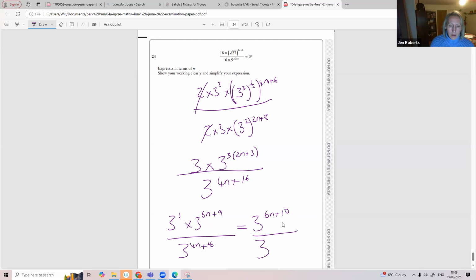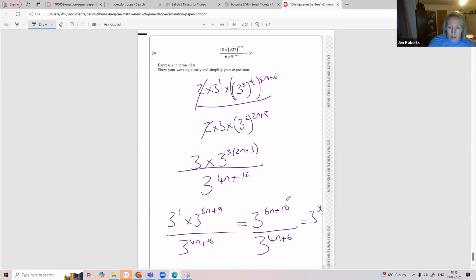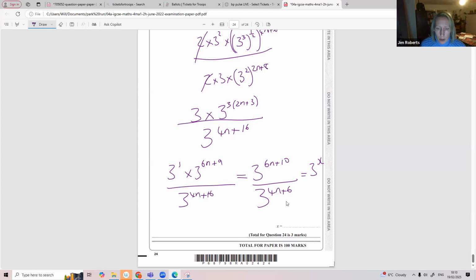This isn't as bad as I thought it was going to be. Equals 3 to the power x. Now I can say that bases are the same, so I can subtract your powers. So 6n plus 10 minus 4n plus 16 is 3 to the power 2n. 6n take away 4n is 2n. 10 take away 16, no, that's not 4, that's 16, 10 minus 16 is negative 6. Okay, so can we see x is equal to 2n minus 6?